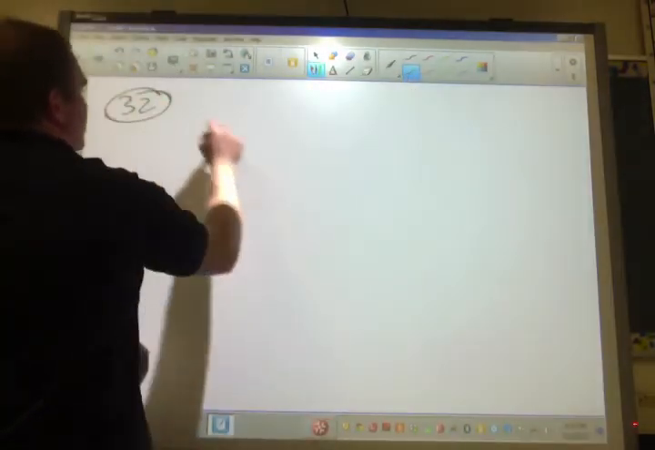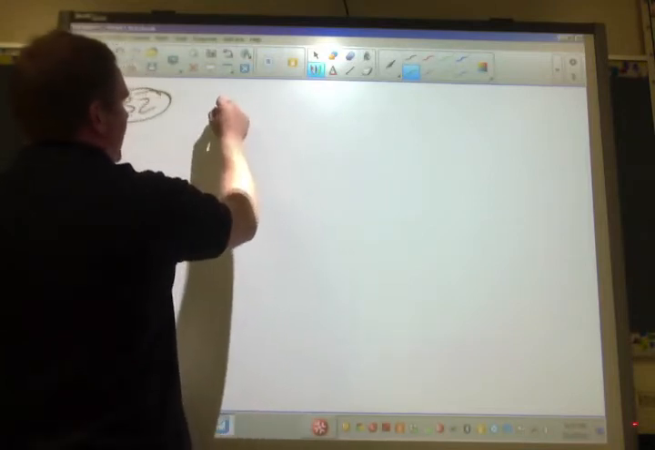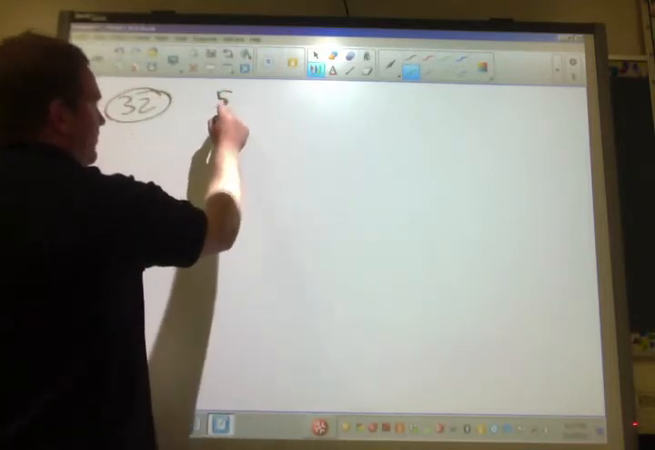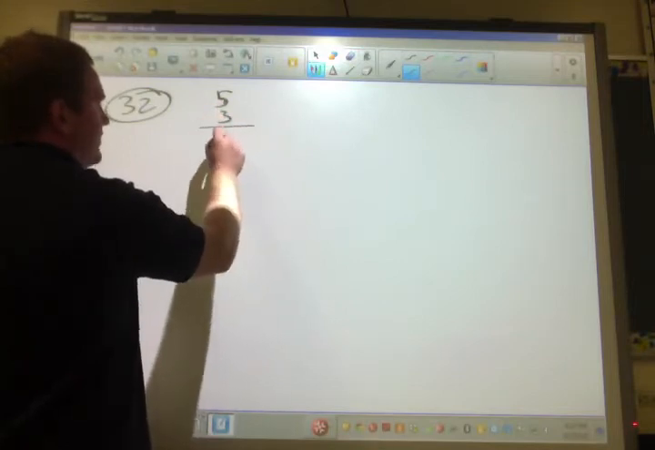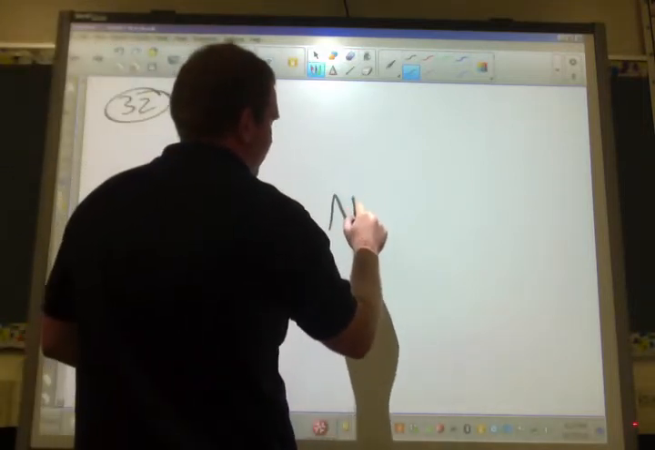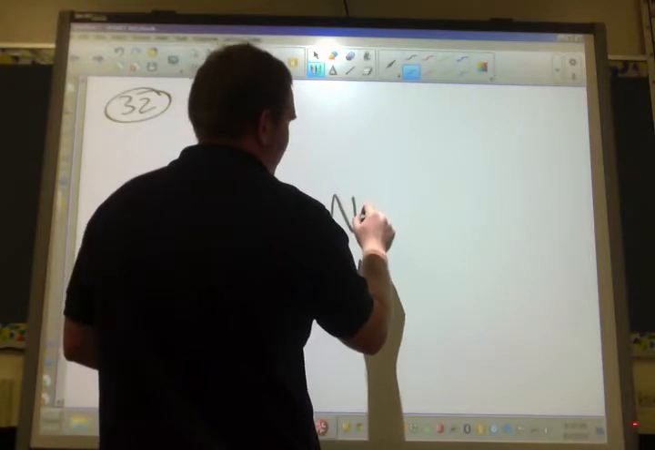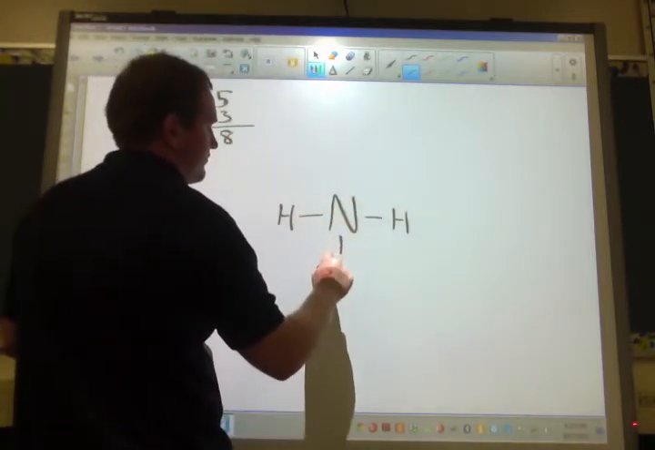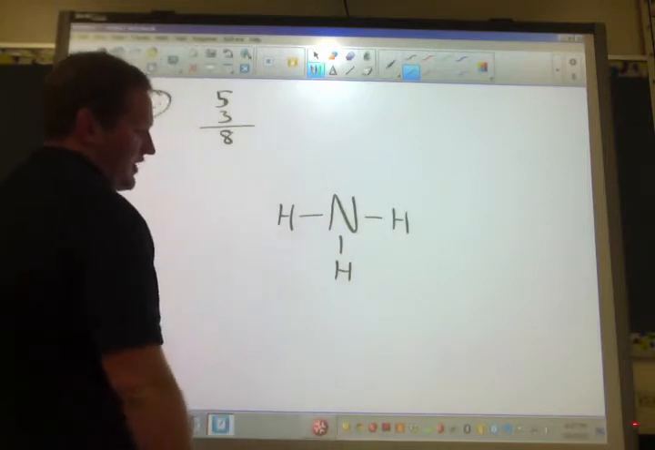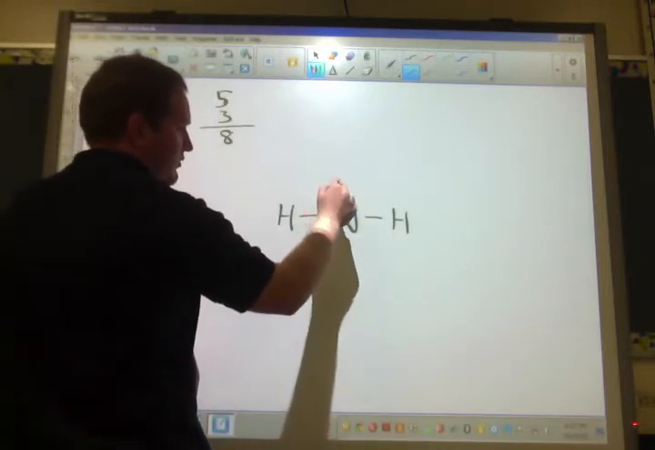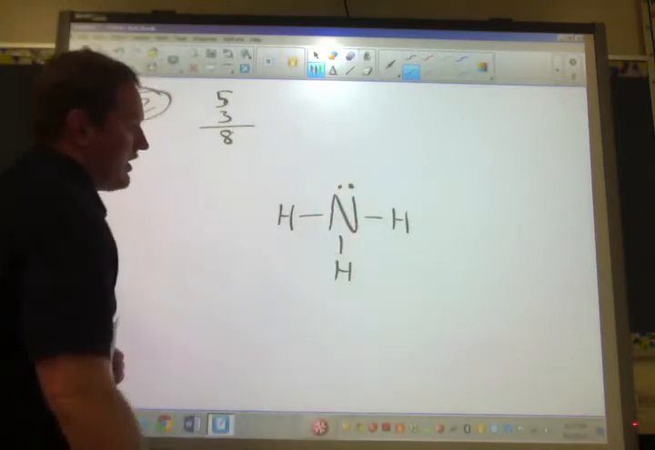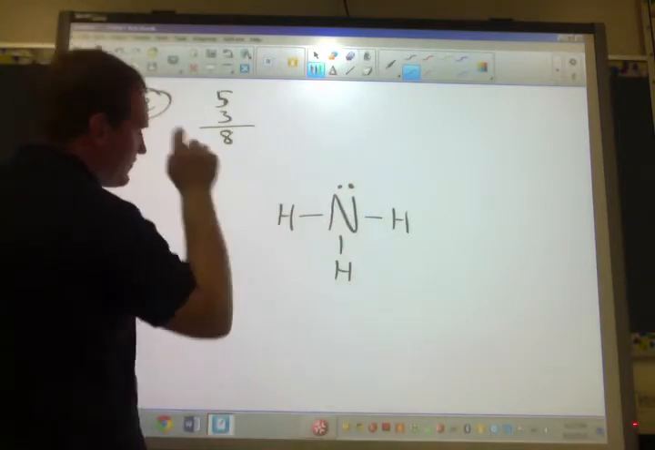Still on number 32. Well, nitrogen has 5 valence electrons. Each H brings 1, so that's a total of 3, so I have 8. Again, I believe this is going to be a nice easy one. So N now becomes my central atom. So that's my skeleton. To add to this, I need to put 2 here. Okay, now count them all up. 2, 4, 6, 8. This is correct.